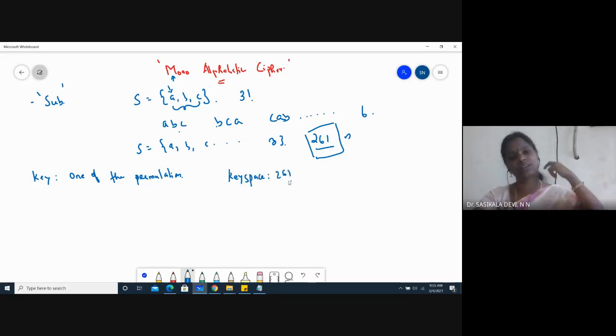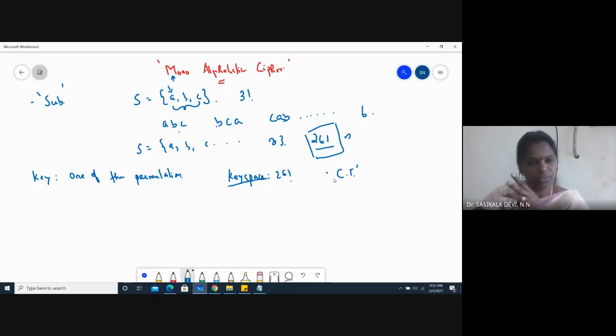This 26 factorial key space is not breakable by a brute force attack. It is not possible for a hacker to try all the permutations on the given text. So we have a very large key space as compared to the Caesar cipher. A brute force attack is not possible, that is, a ciphertext-only attack is not possible.